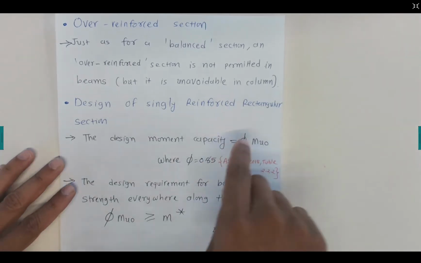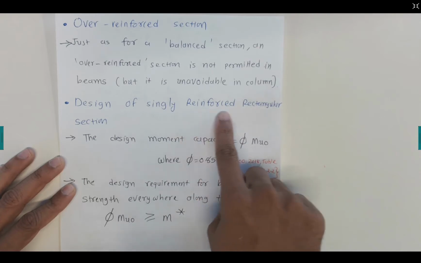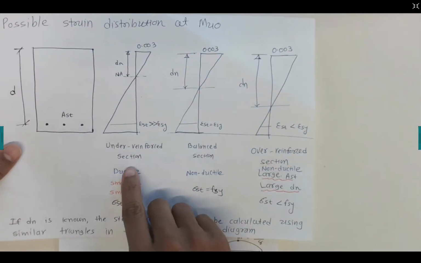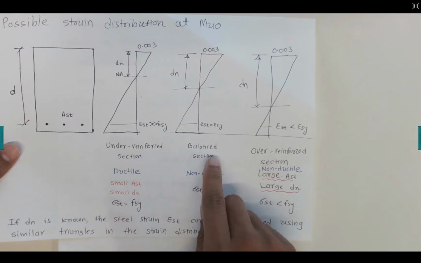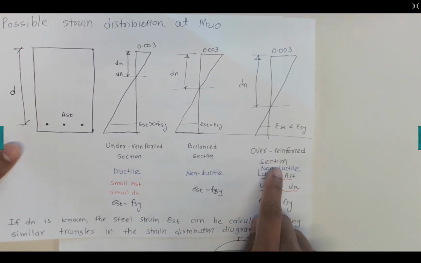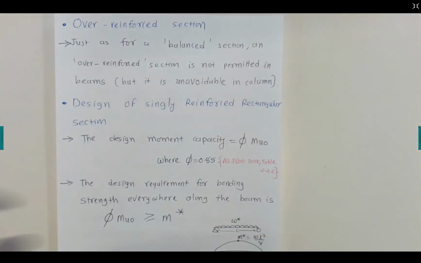Now this video explains the over reinforced section and design of singly reinforced rectangular sections. For over reinforced sections, we talked about the moment capacity of under reinforced sections and the balanced section in the previous video. Now we just talk about over reinforced sections, and then we move on to the design of singly reinforced rectangular sections.